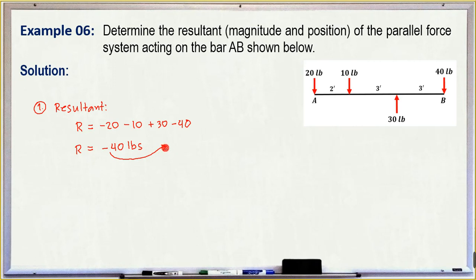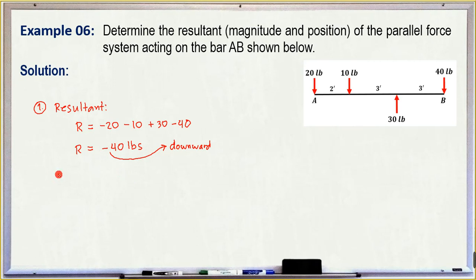It has a meaning, class. Meaning, the sign shows the direction of the force. Okay, so the direction of the force is downward. So the resultant is downward.